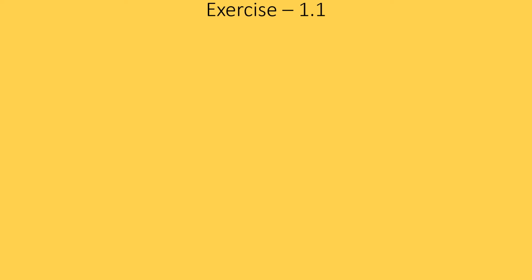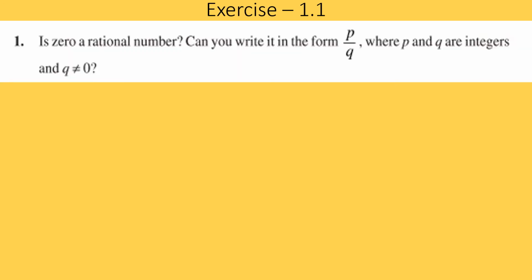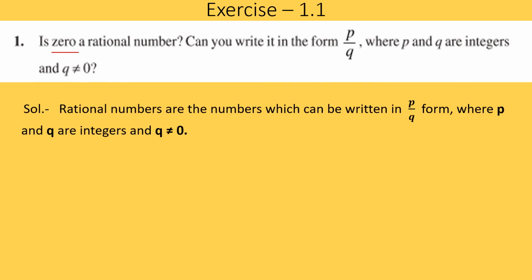Now let's start exercise 1.1 based on the explanation. So question number 1, is 0 a rational number? They are asking whether the number 0 is a rational number, and can you write it in the form p by q where p and q are integers and q not equals to 0. So first we have to prove whether 0 is a rational number or not. First we should know what rational numbers are. Rational numbers are the numbers which we can write in p by q form where p and q are integers and q not equals to 0.